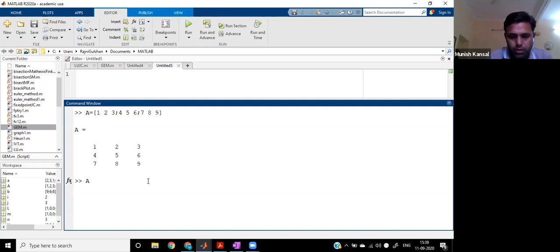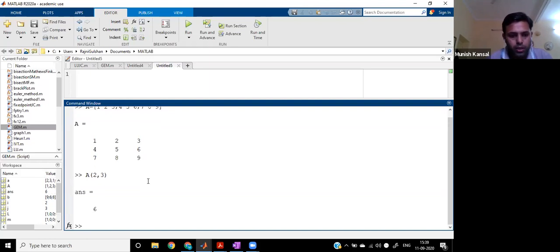So this can be taken by A2, second row, third column, 2, 3, right? So this will give you the entry 6. Similarly, suppose you want to display 8. So this is A, third row, second column. So this will give you 8, right? So this is how you can display any entry.